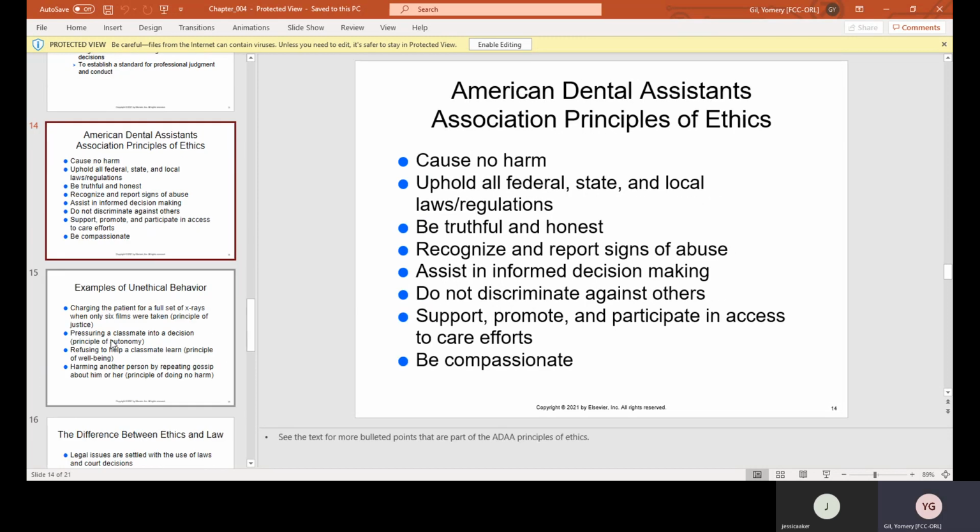The American Dental Assistants Association Principles of Ethics: cause no harm, uphold all federal, state, and local laws and regulations, be truthful and honest, recognize and report signs of abuse, assist in informed decision-making, do not discriminate against others, support, promote, and participate in access to care efforts, be compassionate.